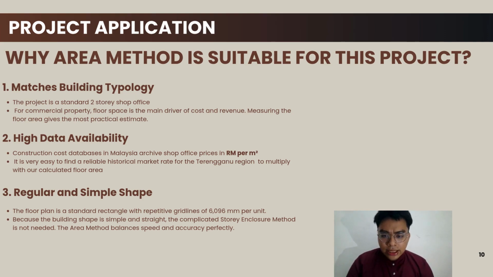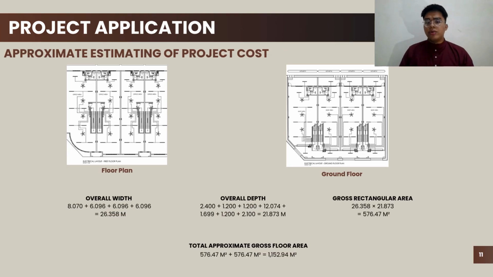And last but not least, regular and simple shape. The floor plan is a basic rectangle with repetitive grid lines. Because the shape is simple and straight, we don't need a complicated method. The area method gives us the perfect balance of speed and accuracy. Now, let's look at the actual area measurement for our project calculation.